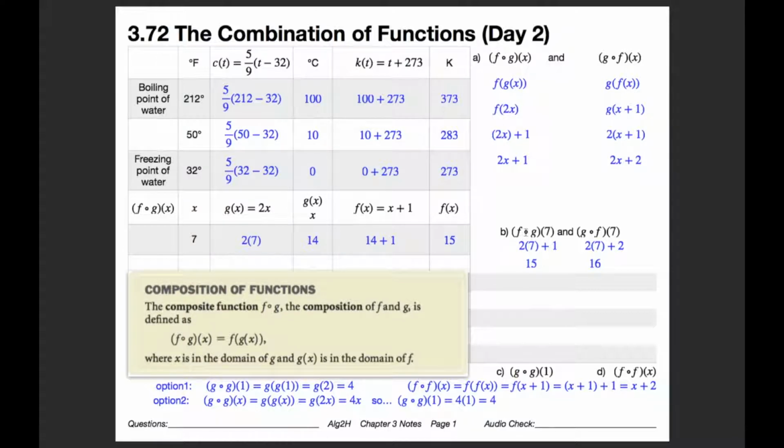What is f composed with g of 7? That would be 2 times 7 plus 1, which is 15. All done in one function as opposed to thinking about it as two functions.